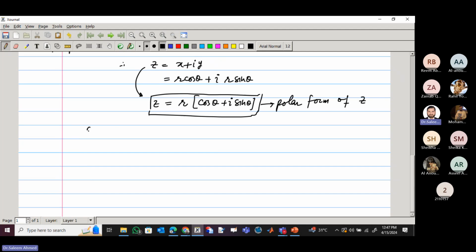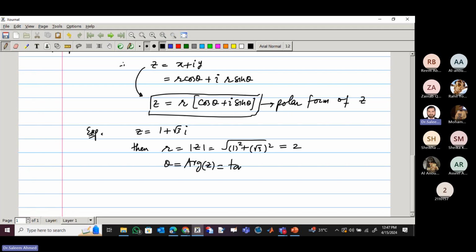Let's say, for example, z is 1 plus square root of 3 iota. Then r will be the mod of z, which is the square root of 1 square plus square root of 3 square. So 1 plus 3 is 4, so it will become 2. And theta is the argument of z, which is tangent inverse of y by x, square root of 3 by 1.